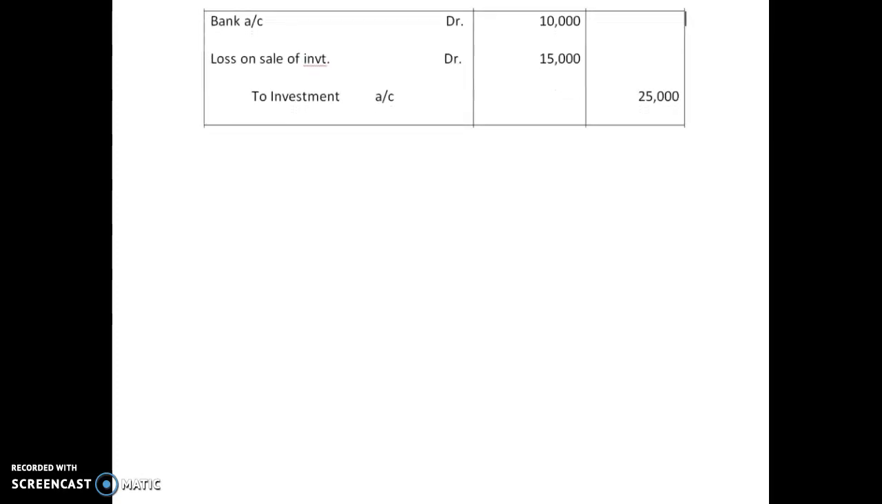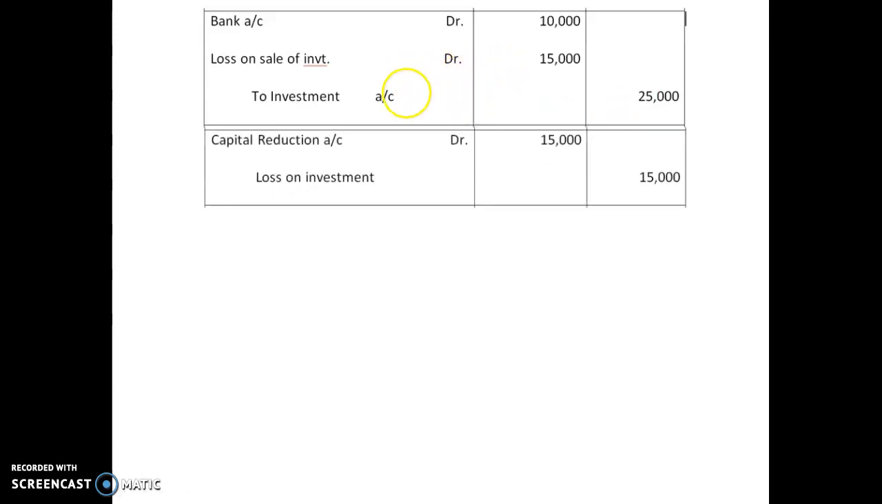actually we know on the balance sheet it is given as 25,000, but it is realized for rupees 10,000. So bank account debit 10,000. Then loss on sale of investment 15,000 to investment account 25,000. So there is a loss on sale of investment. It must be adjusted to capital reduction account. So one more entry is written there: capital reduction account debit to loss on investment account.